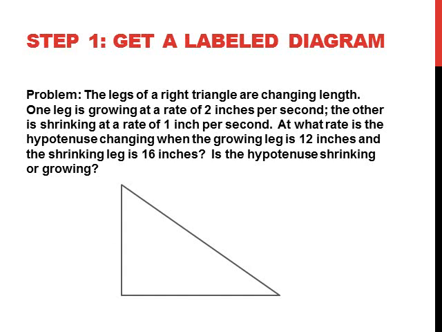The names aren't important. Here I'm choosing A and B for the legs, and I'll call the length of the hypotenuse C. Then I'll note which is the growing leg and which is the shrinking leg. Again, not putting those lengths of 12 and 16 inches on the diagram quite yet.